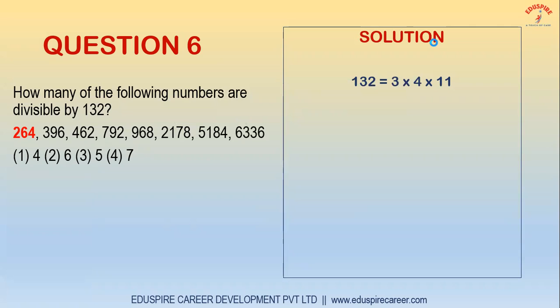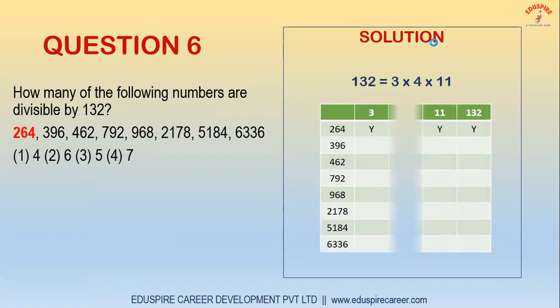Let's understand one thing. 132 can be broken into 3 into 4 into 11. Now, why are we doing that? We will do this because 132 is a composite number. To check for divisibility by 132, we must break 132 in the form of co-prime numbers. Co-prime numbers imply numbers where a pair of such numbers will have no common factor except 1. Now we are going to check for divisibility by 3, 4 and 11, and hence we will conclude whether this number is divisible by 132.